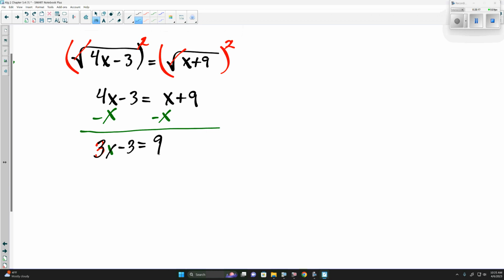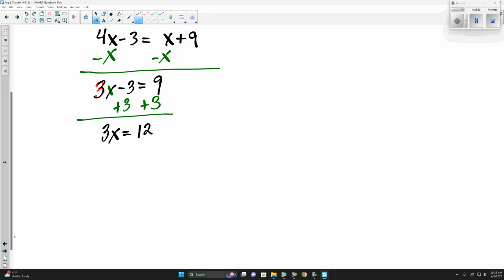Next thing we can do is add 3 to both sides, telling us 3x is equal to 12. Divide both sides by 3, telling us x is equal to 4. At this point here, we can plug it back in and see, yes, that is the correct answer.